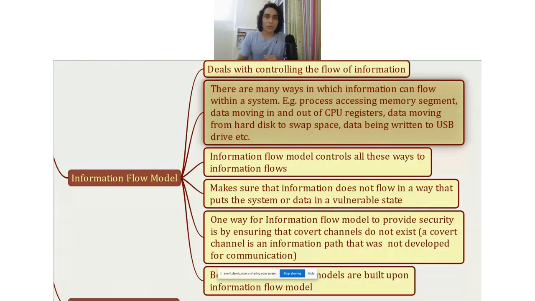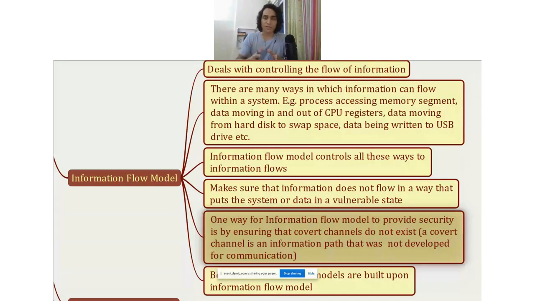All right, so let's go to the mind map here. It says the information flow model controls all these ways information flows, and makes sure that information does not flow in a way that puts the system or data in a vulnerable state. Now, one way for the information flow model to provide security is by ensuring that covert channels do not exist. What is a covert channel? A covert channel is a hidden channel. It is an unauthorized channel using which attackers can access some information in an unauthorized manner.